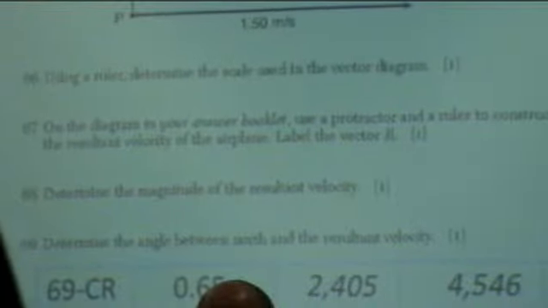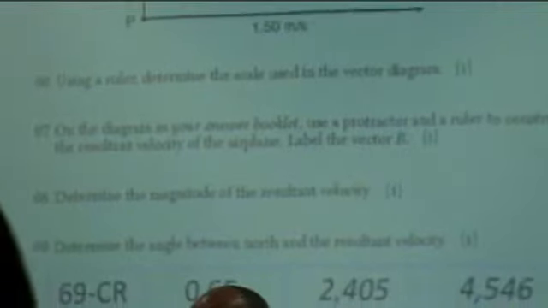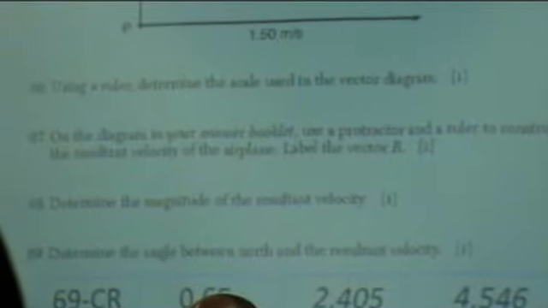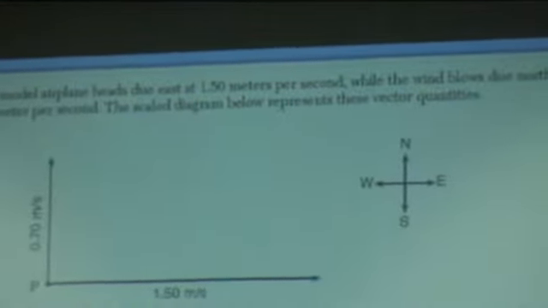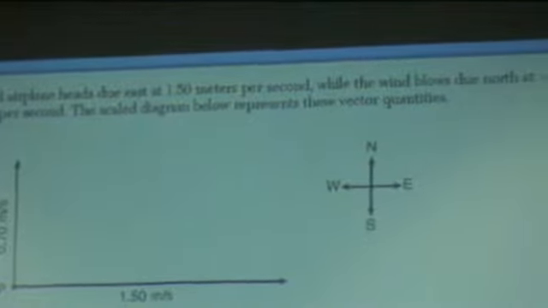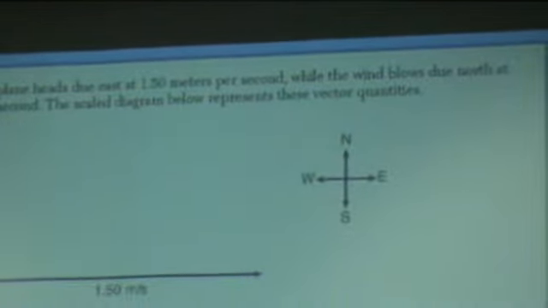While the plane heads due east at 1.5 meters per second, sounds familiar, while the wind blows due north at 0.7 meters per second, the scale diagram represents these vector quantities. Question 69: determine the angle between north and the resultant velocity. 65% of the students answered this correctly. So we have nearly half of the students not answering this correctly.